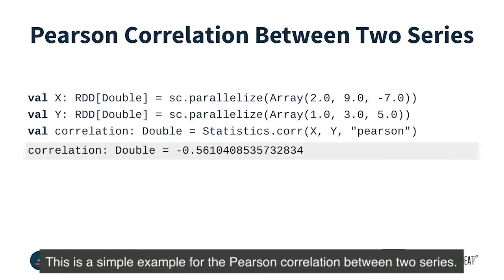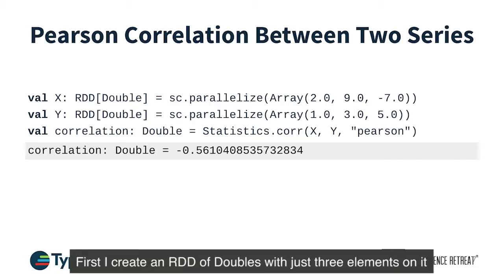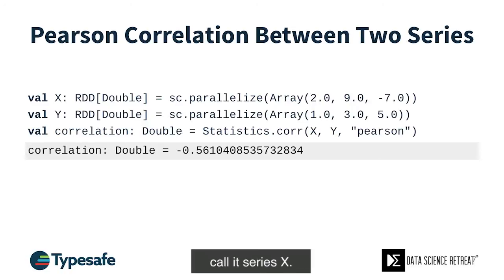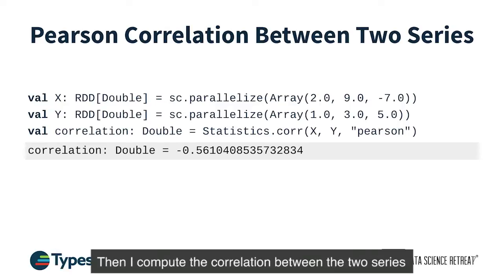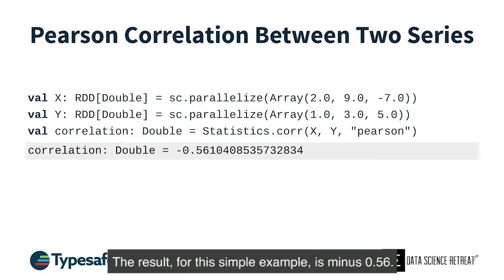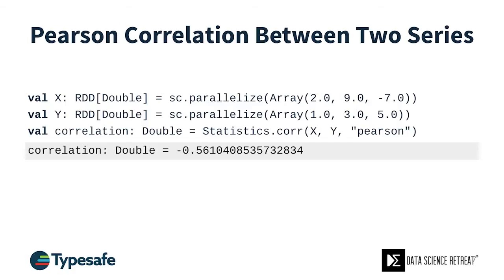This is a simple example for the Pearson correlation between 2 series. First, I create an RDD of doubles with just 3 elements in it. Call it series X. Next, I create another series with the same size and call it series Y. Then I compute the correlation between the 2 series by passing them as arguments to the corr function. The result for this simple example is minus 0.56.